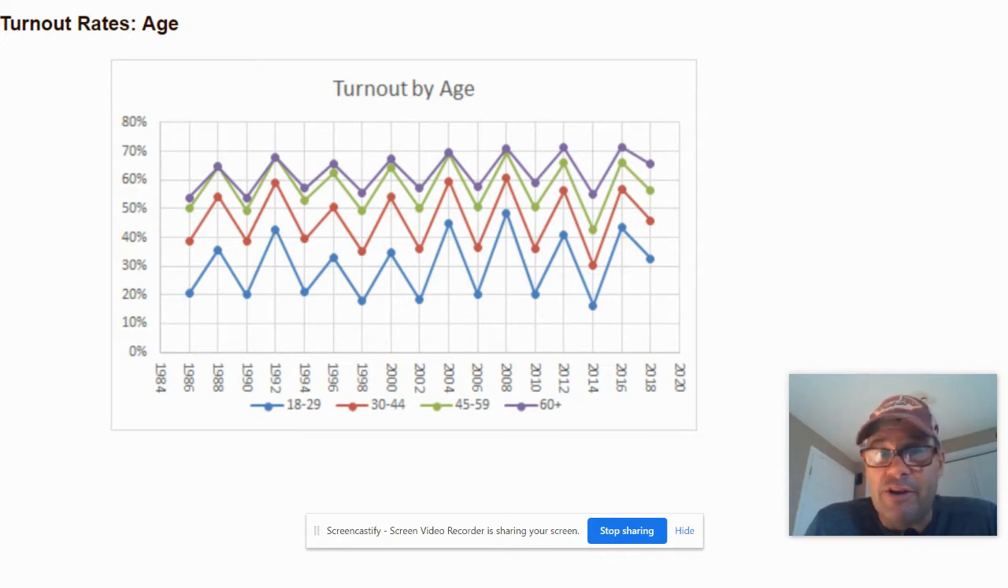And then 45 to 59, pretty high, pretty close. I mean, those people are engaged. And then notice how engagement in politics drops when you're younger, 30 to 44, and then 18 to 29. The reality is that 18 to 29-year-olds just don't vote much. But as they get older, they will. All right, so let's continue.